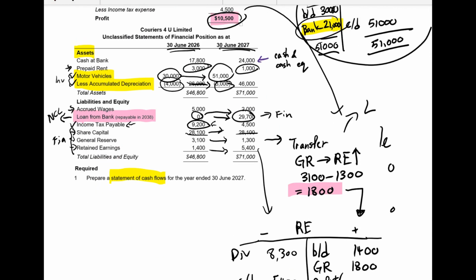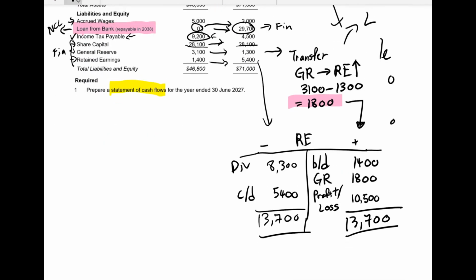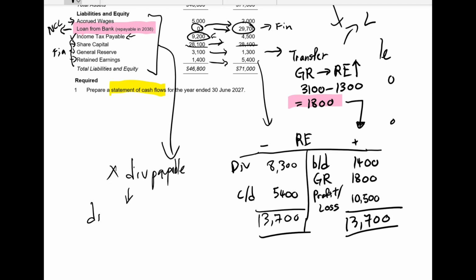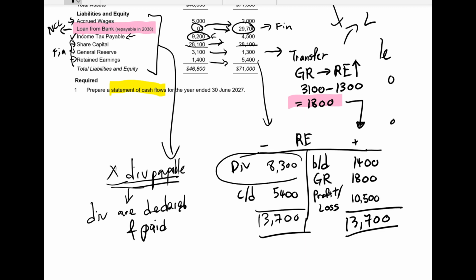Now, in this question over here, there is no dividends payable. There's no dividends payable, means that all the dividends are declared during the year and paid. It's declared and paid. That's why I don't have dividends payable. That's why I don't owe people dividends, which means that this is the dividends that we have paid during the year. So since we have paid this dividend, there will be a cash outflow.